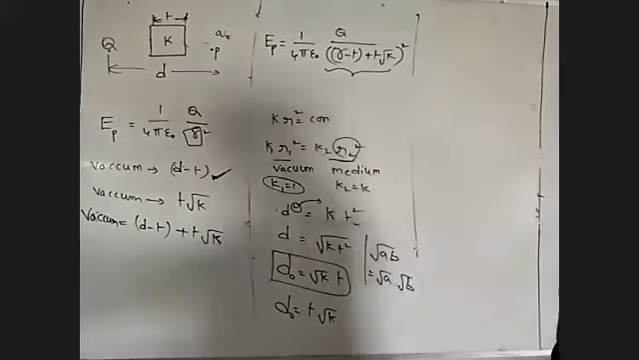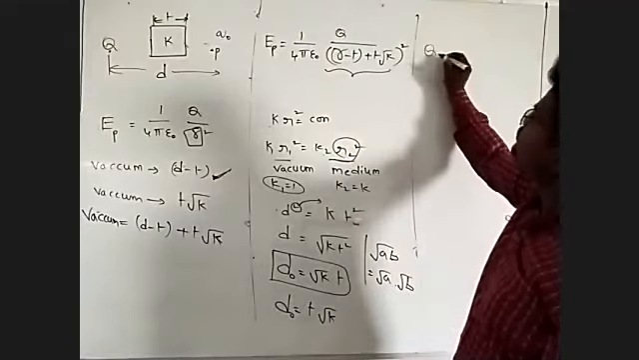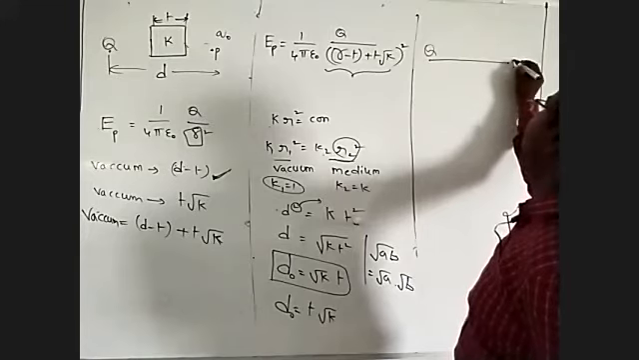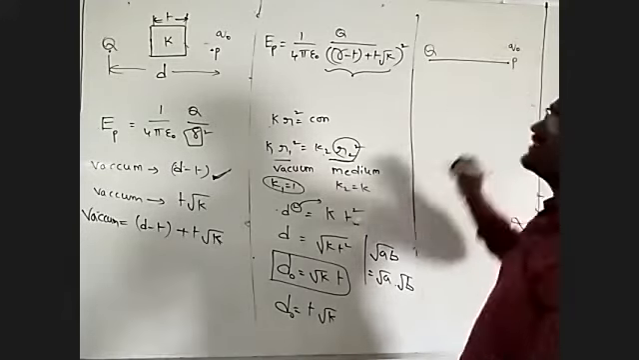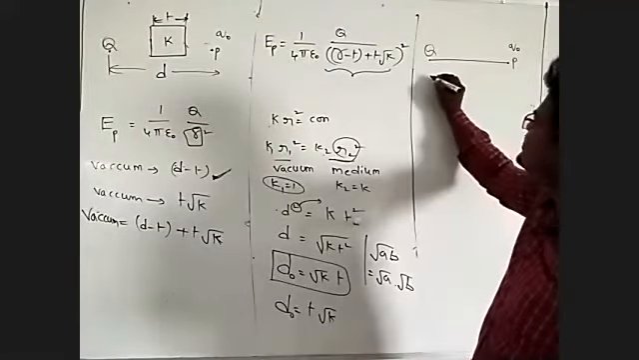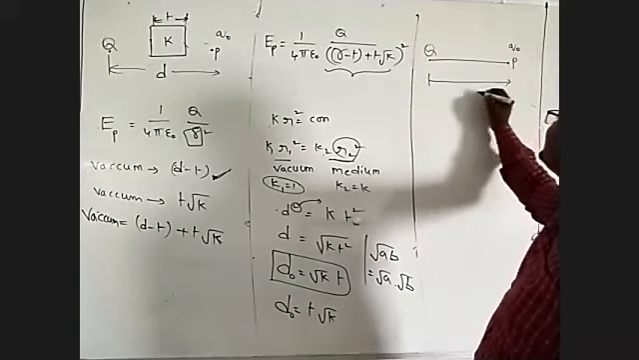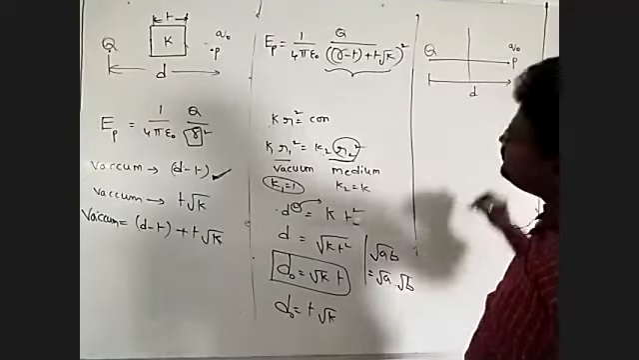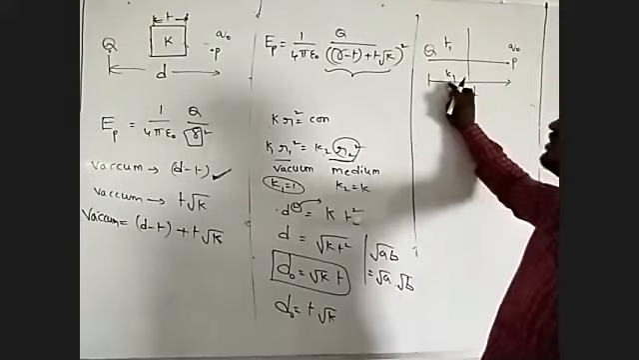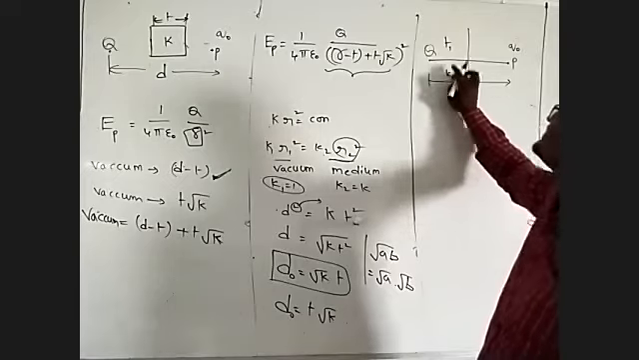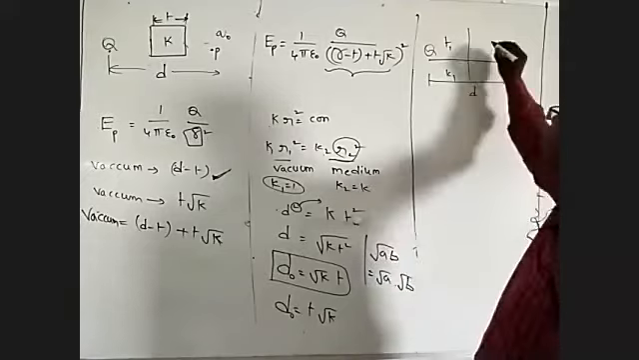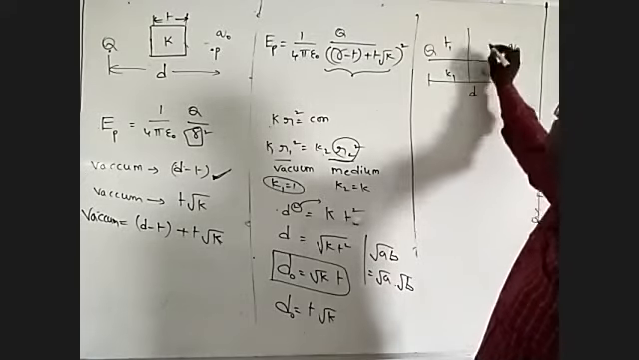Now we will see the next one. This is a capital Q. This is a point P. Q naught is test charge. From here to here the distance is D. Half of the part is filled with thickness T1 and dielectric constant K1. The remaining part is filled with dielectric constant K2, thickness is T2.